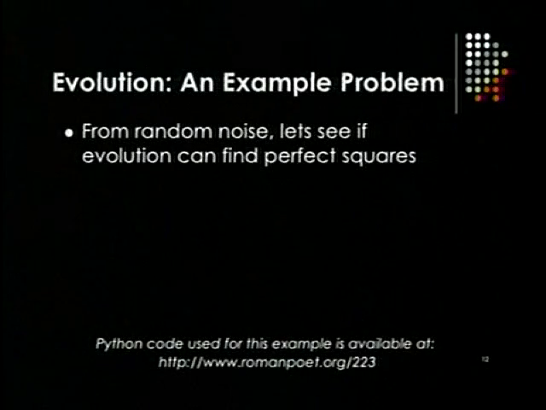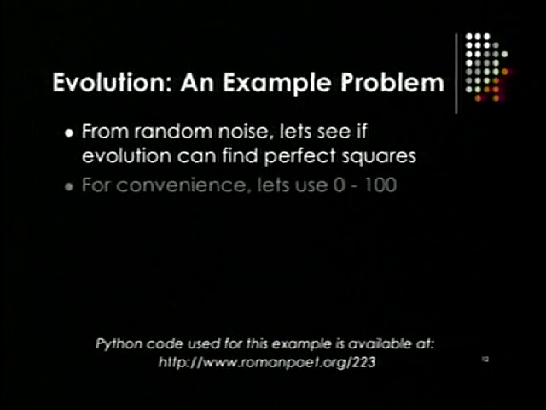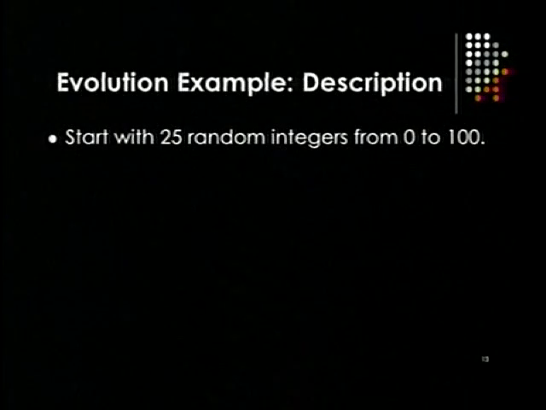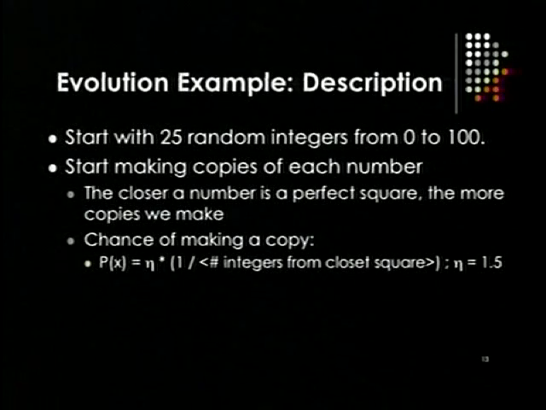This is all done in Python code. The code is about a page and a half long. If you want to look at it, we're going to try and use evolution to find perfect squares from 0 to 100. So here we go, perfect squares, no trickery here. Evolution sample. Okay, so we're going to use the Python random number generator and generate 25 random integers, and then we're going to start making copies of each number. The 25 random integers will be our variable population, and making copies will be our selection. And basically, the closer a number is to a perfect square, the more likely it is to reproduce.